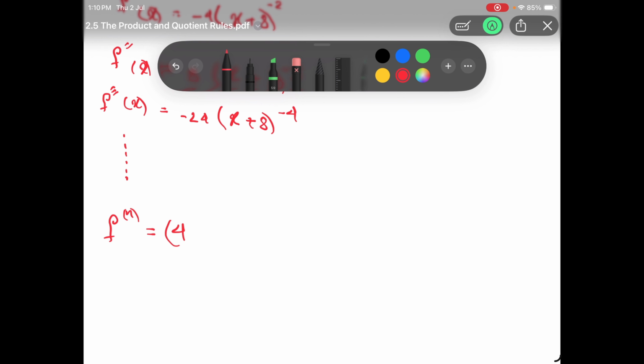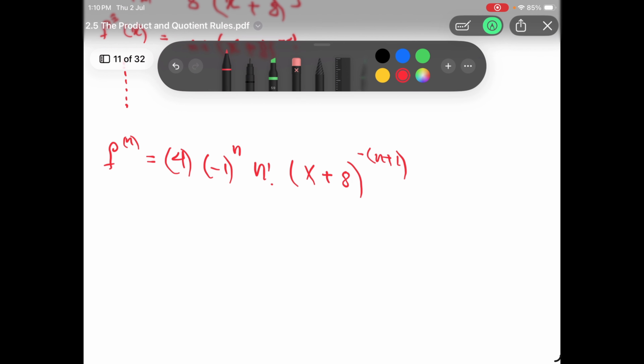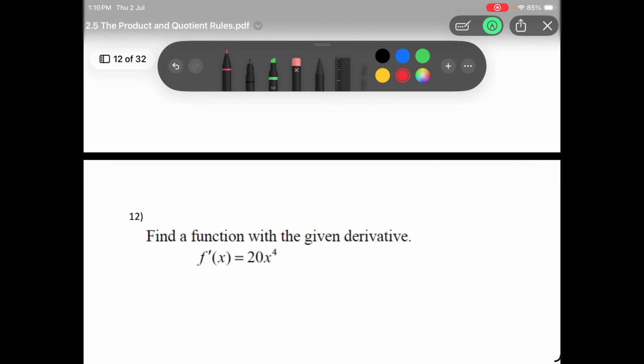4 times -1 to the power, and because the sign is alternating between plus and minus, then what I have here is n factorial, then x plus 8 to the power of -n plus 1. Again, this topic is not one you should focus on much. I don't remember a question on this topic, honestly, as you can see in the past papers.